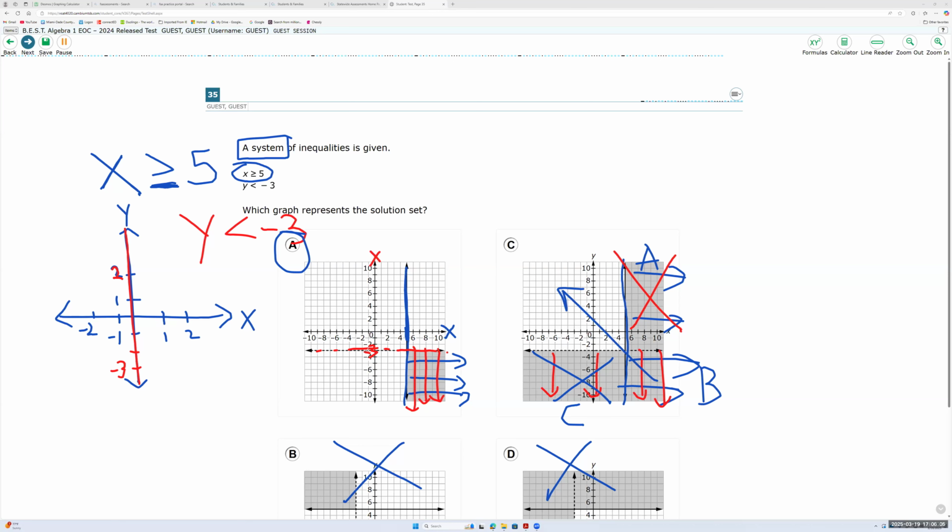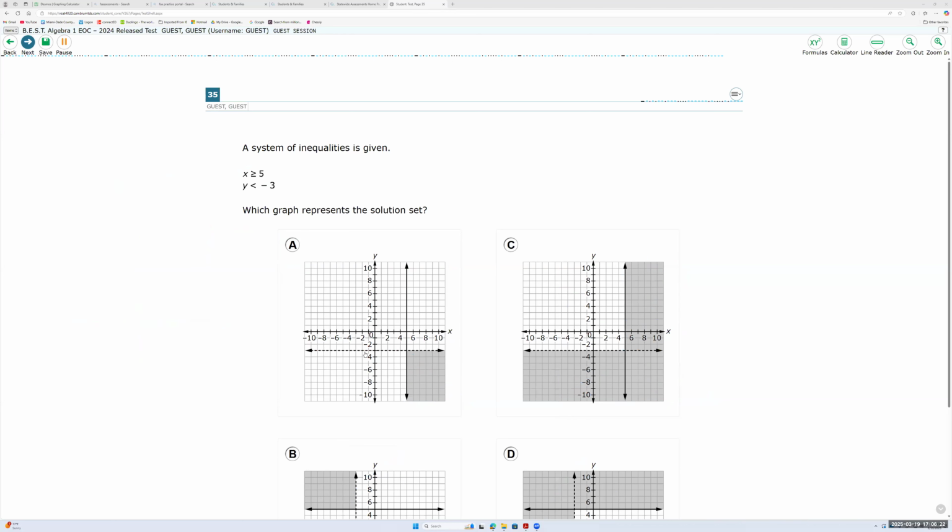So where is more than 5 for X and less than -3 for Y? So that's a system, and. So A is the right answer. Pause if you need to. I am going to choose A and move on.